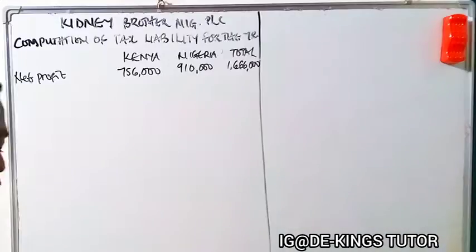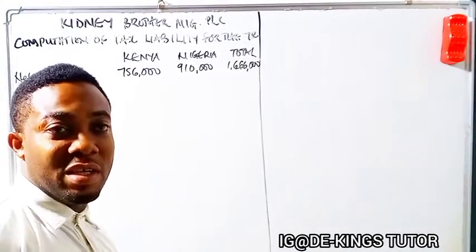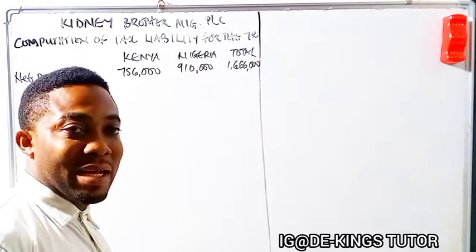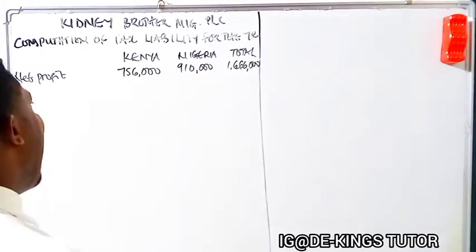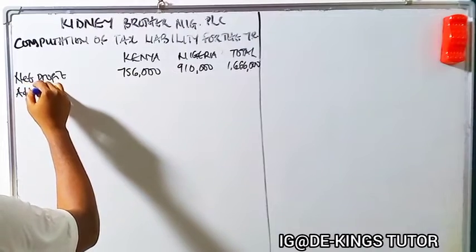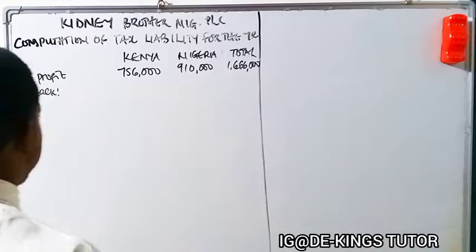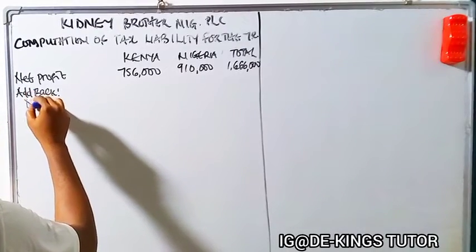Then the total is 1,666,000. There are some expenses that were deducted to derive the net profit that should be added back. They are not allowable, so we're going to add back. One of the things we're going to add back is depreciation.